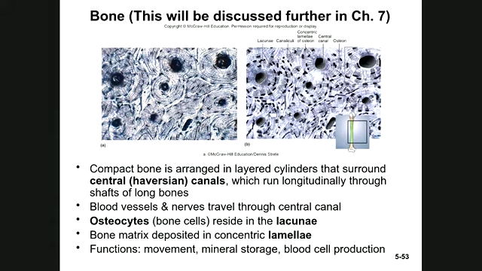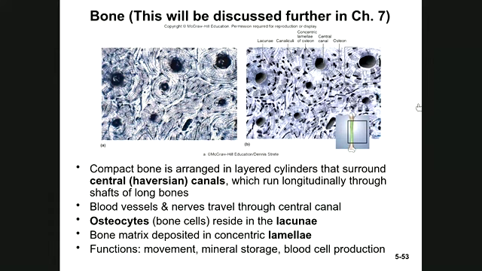The cells which you have here are all called osteocytes, and our osteocytes, as you see in this picture, have many processes, which we call osteocytic processes, and they are located in the space which we call lacuna. The bone matrix is deposited in concentric lamellae, and I will talk about these lamellae in the bone chapter completely for you. The functions of our bone are movement, mineral storage, fat storage, which I forgot to type here for you, and blood cell production.